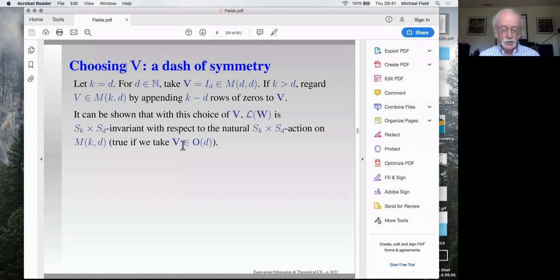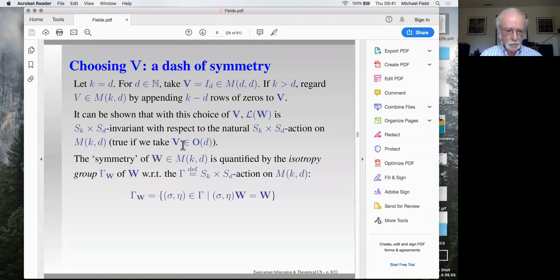By the way, all this is true if we take V as any orthogonal matrix, but we won't get the path-based formalism if we do that. So how do we quantify symmetry here? By what's known as the isotropy group. We're looking at all the permutations that fix the solution that we hope we've got out of gradient descent, the critical point. So for a particular W, the isotropy group, the measure of its symmetry, is the set of all row and column permutations which fix W.